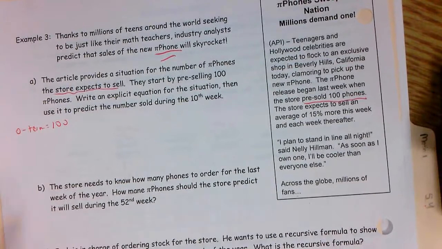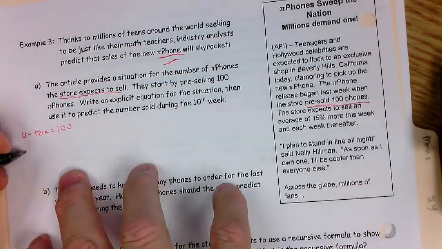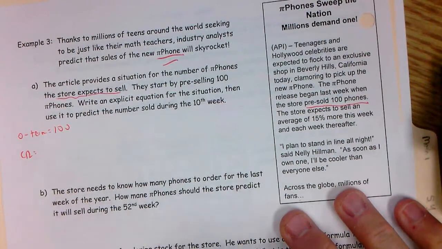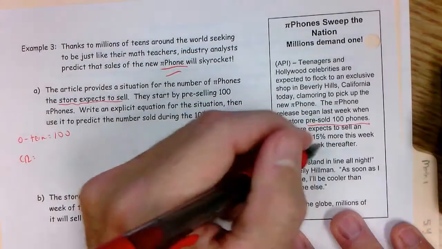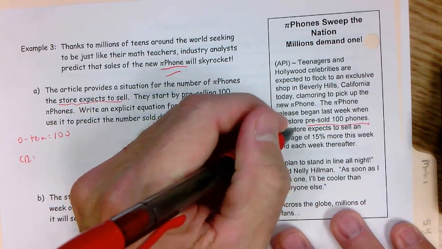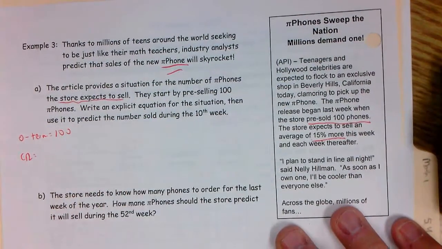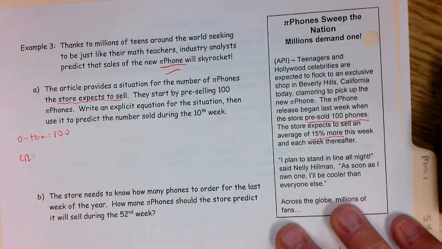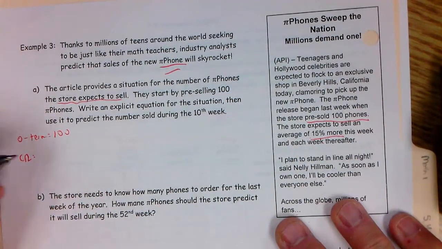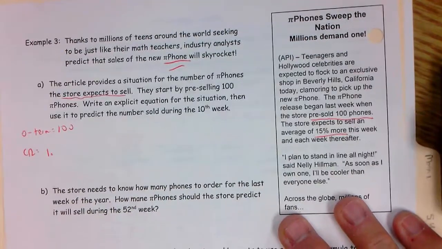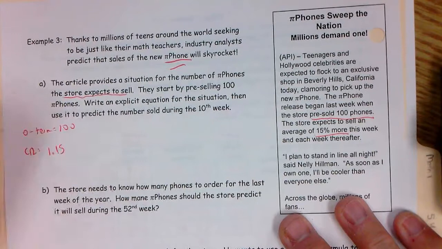All right, so I have the zero term, but if I'm going to write an equation here, I need the common ratio. Now, what is the common ratio? They told me that they expect sales to go up 15% more each week. So an increase of 15% would be a common ratio of 1 point, did you get it? Did you get it? 1.15, right?